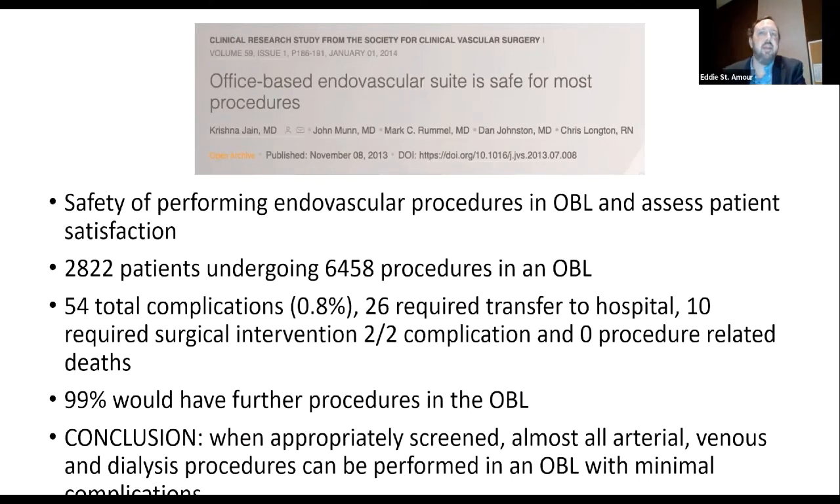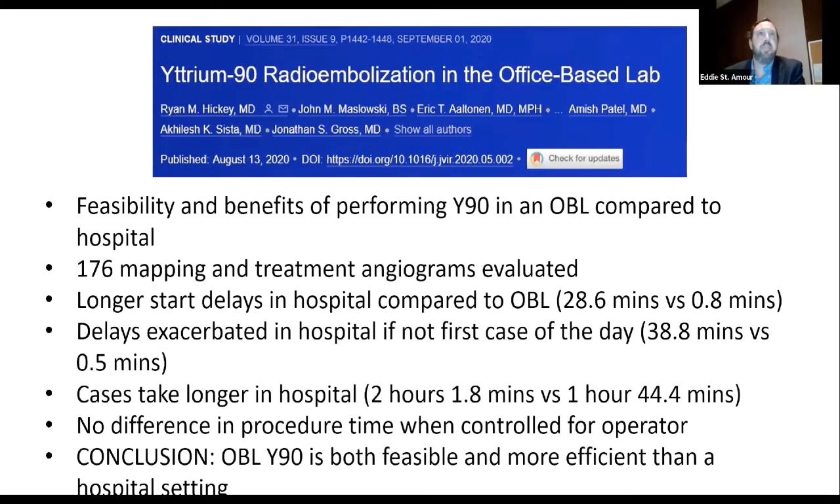Now, overall data on OBL procedures is limited, but that which is available is certainly encouraging. This is one of the earliest papers on OBL specific findings, which demonstrated OBL procedures to be safe, effective, and satisfactory to patients. This is the first paper dedicated to Y90 in the OBL setting that was just published in the September issue of JVIR. This paper demonstrates that OBL Y90 is both feasible and more efficient than hospital Y90s.